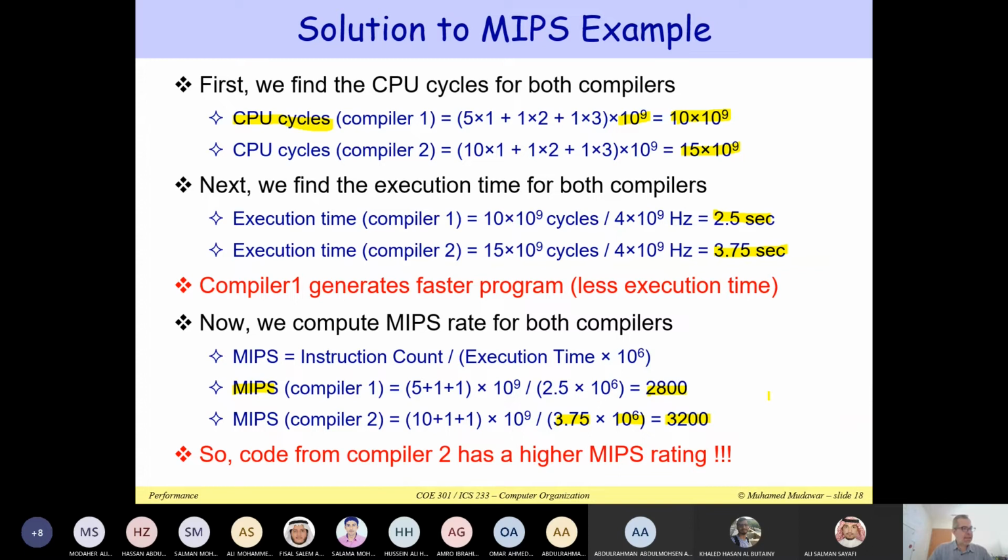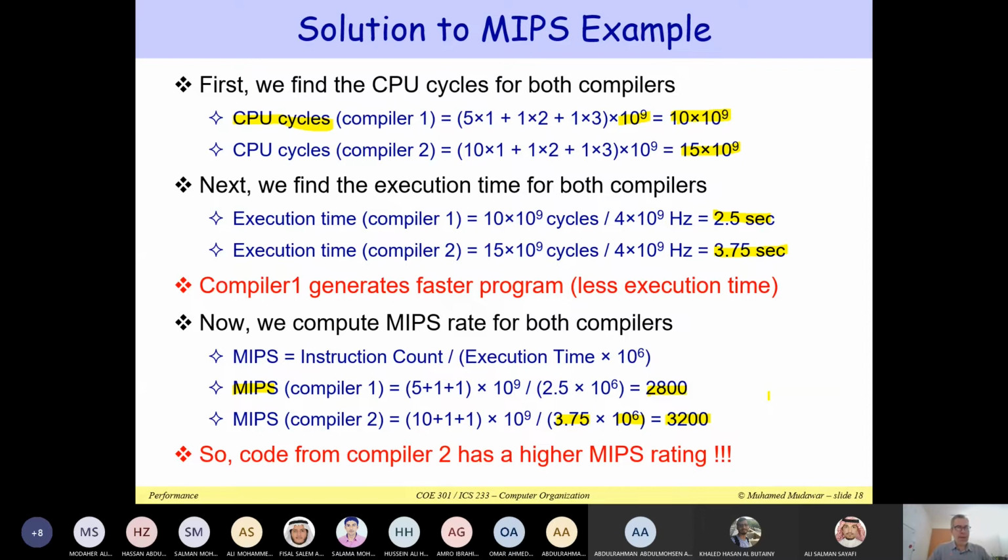So this is interesting because even though compiler 2 is generating a program that runs at a higher MIPS rating, 3,200 versus 2,800, still the execution time is worse for compiler 2. So this can be misleading. Notice that the execution time of compiler 2 is worse than compiler 1, but its MIPS rating is higher. So the higher MIPS rating means nothing here. What's important to us is the execution time. That is the bottom line. Any question about this?